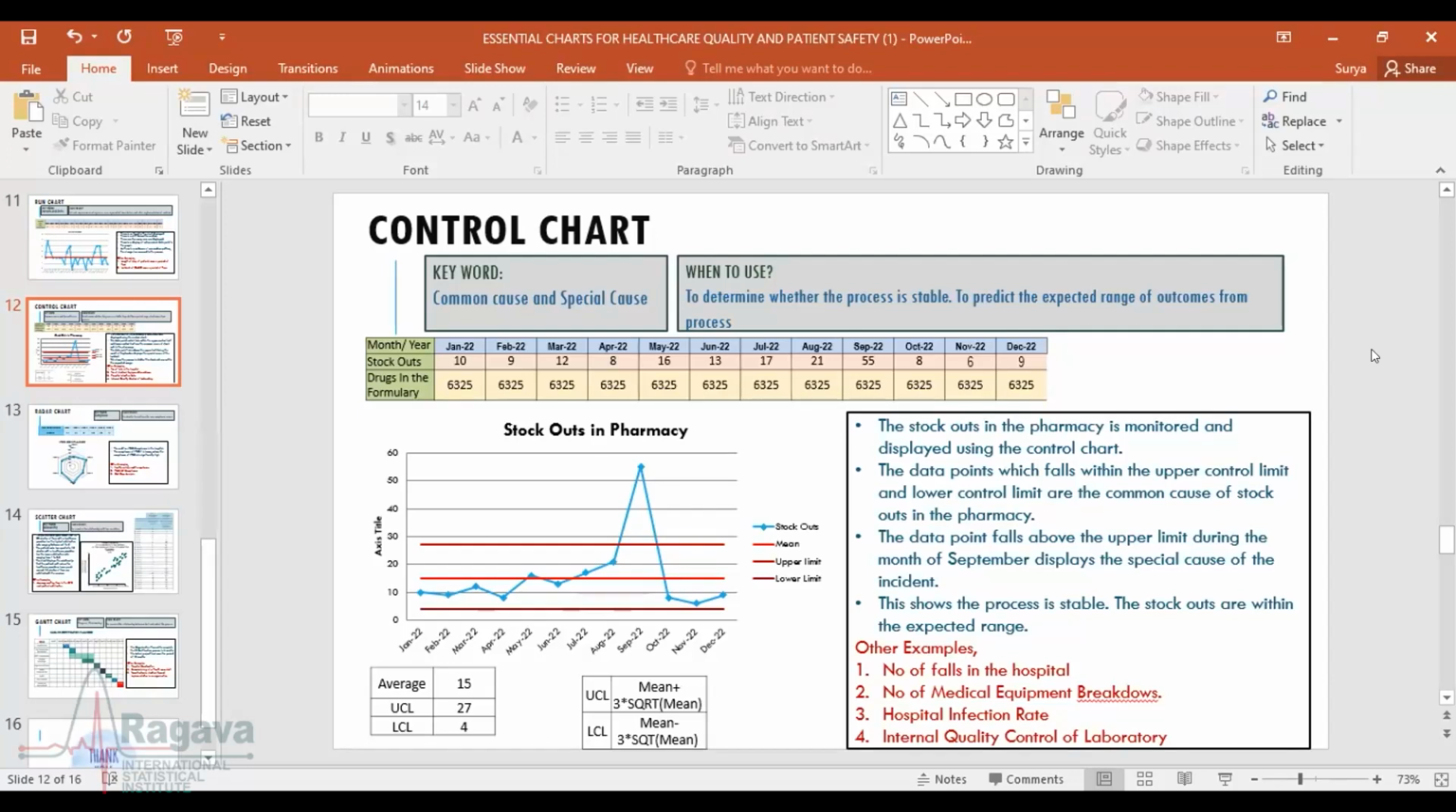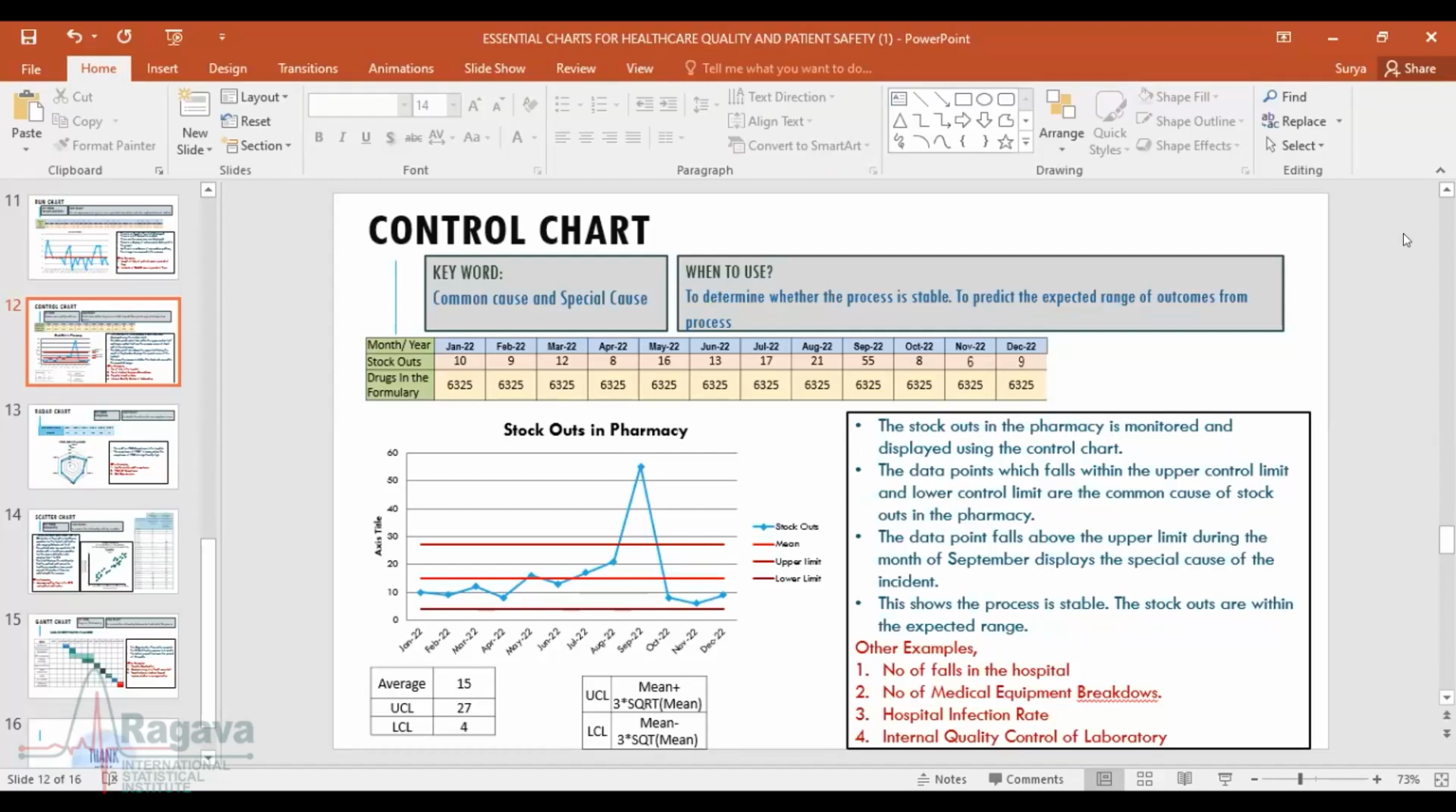And one more thing I would say, sir, from my experience: to calculate the standard deviation and the upper and lower control limit is not easy and not possible with our current Excel. We can't do that. That's why we should use some advanced statistical software like Minitab or SPSS.